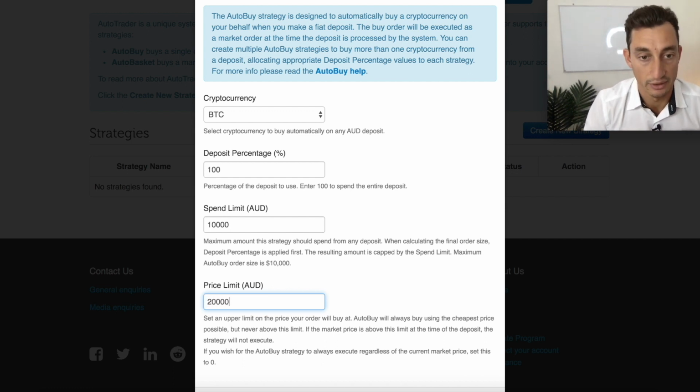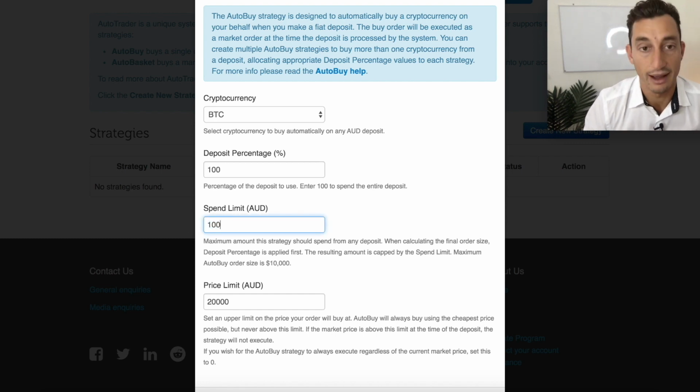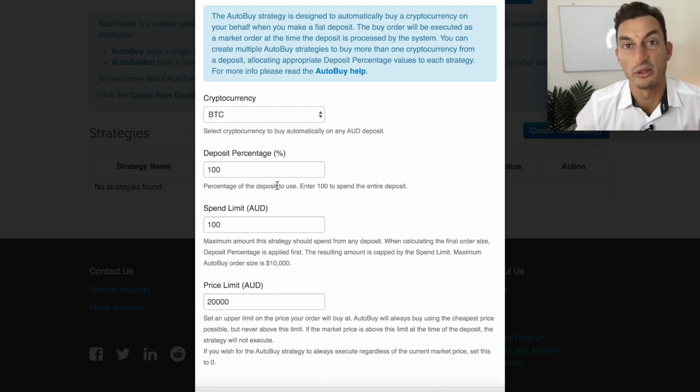We'd say 20,000, and it wouldn't buy any more, even if we kept depositing money into the account, if Bitcoin reached 20,000 Aussie dollars. Let's use something a little smaller, because I don't think we're all going to be depositing $10,000 per day or per week. Let's say $100 is the max we want to spend on Bitcoin every week. We're going to put in $100 into our account.